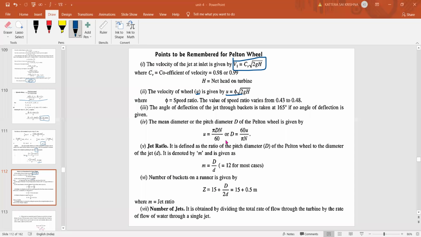Okay, so these are the points to be remembered for Pelton wheel. So V equal to CV into under root of 2GH, where H is the net head of the turbine. And similarly, we need to find the blade velocity of the wheel, that is, with how much velocity the blades are moving on the wheel. So U equal to phi into V1. This is not the same phi we have seen in the angle. Here phi is nothing but speed ratio. Remember that. Here the symbol is given as phi, but this is not an angle. This is speed ratio. The value of speed ratio varies from 0.43 to 0.48. In exams or in problems, he will give this.